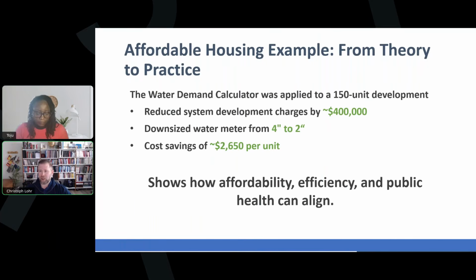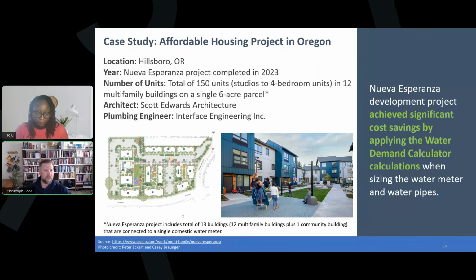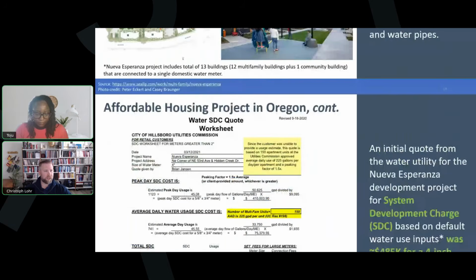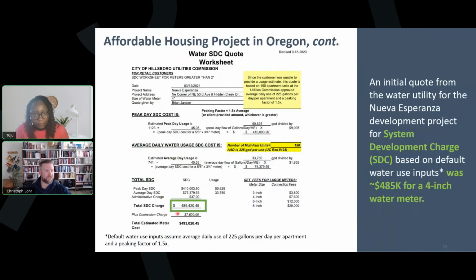This is a project that's already complete. The project was able to achieve significant cost savings by applying the water demand calculator when sizing the water meter and all the water piping. As you can see here, the total savings as a result of using the water demand calculator was actually closer to $500,000. This included the impact fees, the water meter charges, and the pipe sizing differences. Instead of 1/2-inch to 4-inch, the pipe sizes range from 1/2-inch to 2-inch. So it really had a big impact on reducing construction costs by tightening up those pipe sizes.